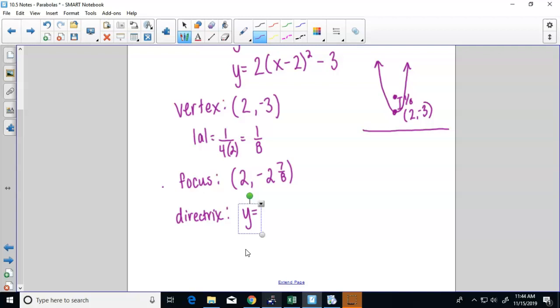So if y equals, we're going to have the y coordinate here. So if we were at negative 3 and we went down 1/8, what will we get for that, Jacqueline? Very good, negative 3 and 1/8. So y equals negative 3 and 1/8 is your directrix.